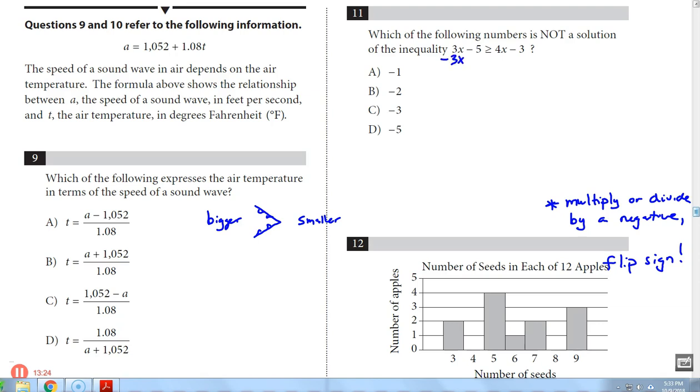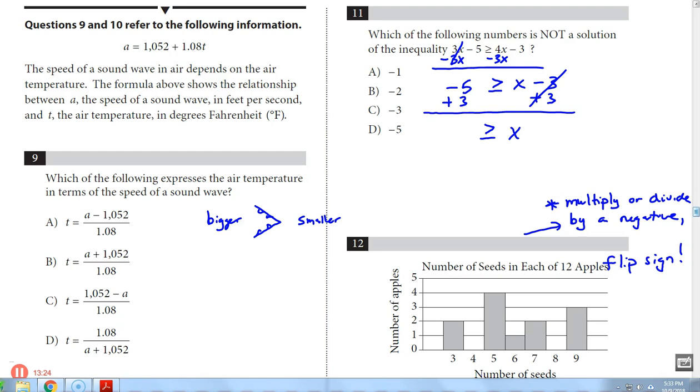So I'm going to subtract 3x. I like to subtract the smaller variables so that my variables end up being positive, so I don't have to worry about this step. And if I do that, I would get -5 greater than or equal to 1x, take away 3. And now to get x all by itself, I'm going to add 3 to both sides. So add 3, and I get x is less than or equal to -2.